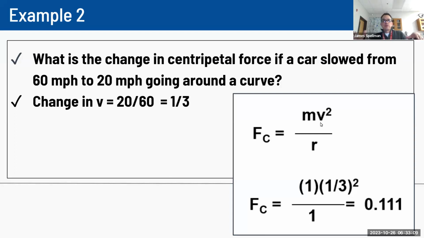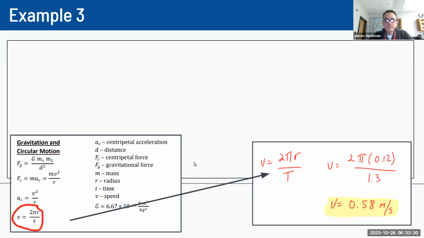So if we reduce our speed from 60 to 20, we're going 1/3 of our original speed. And if we're going around a corner, that's going to change the force to make it 0.111, which kind of makes sense. If you're driving a car, imagine going 60 miles an hour versus 20, the amount of force that you're feeling is going to be much more reduced.